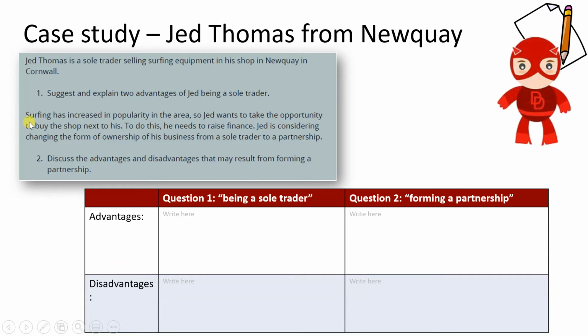And then next, surfing has increased in popularity in the area, so Jed wants to take the opportunity to buy the shop next to his. To do this, he needs to raise finance. Jed is considering changing the form of ownership of his business from a sole trader to a partnership. Discuss the advantages and disadvantages that may result from forming a partnership. Put that in the question 2 column. Now I know the question box doesn't say disadvantages of a sole trader, but fill it in because it's going to help you think of what you need in the question 2 partnership ones.